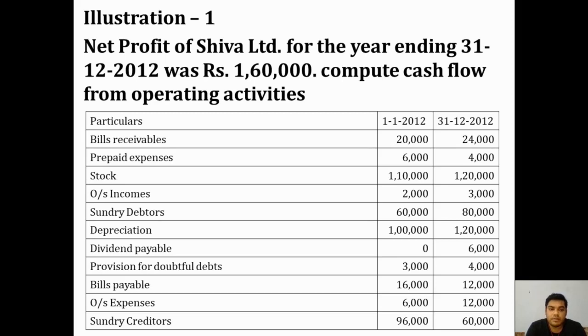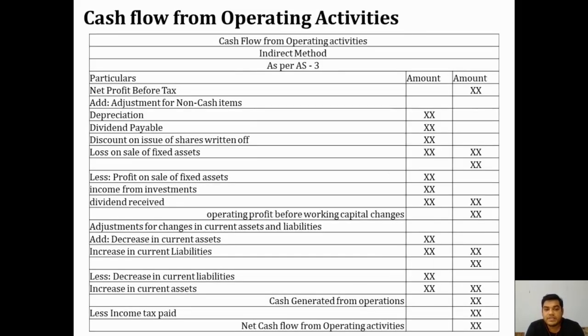Bills receivable. Bills receivable are treated as current assets. Prepaid expenses, again this is treated as current asset. Stock, again this is treated as current asset. Outstanding income, again this is treated as current asset. Sundry debtors, again this is treated as current assets. Now what is the treatment for current assets in operating activities? Let us check. If the current assets value are decreased, then we have to add it. And if the current assets value are increasing, then we have to subtract it.